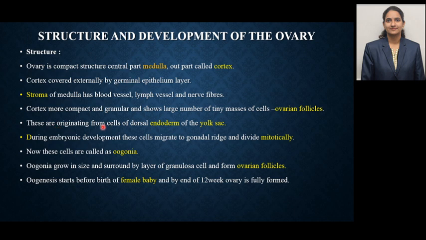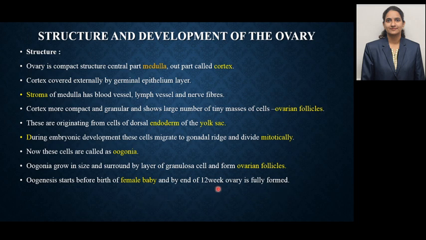These originate from cells of the dorsal endoderm of the yolk sac. During embryonic development, these cells migrate to the gonadal ridge and divide mitotically. All this is going to happen during embryonic development, as oogenesis starts before the birth of the female baby, and by the end of the 12th week the ovary is fully developed.